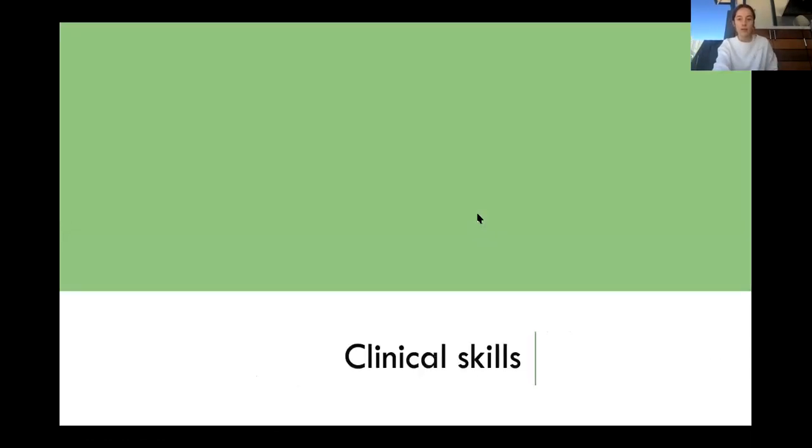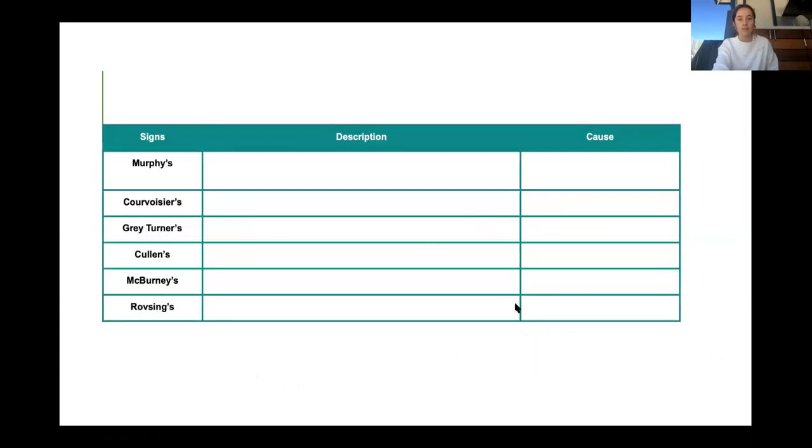Cool, so just some clinical skill things. Do you want to do this, Izzy? So Murphy's sign. Does anyone want to offer what this is and what would be the cause if it was positive? These are just buzzwords that come up and they're good to know what they mean. They're in your GIT exam, which you'll just rattle off.